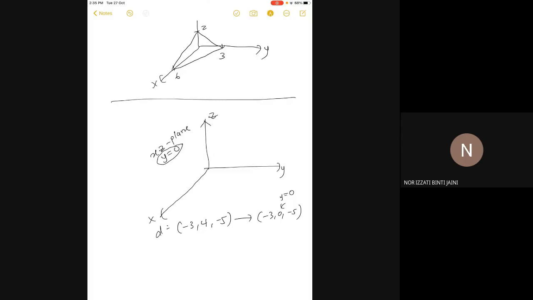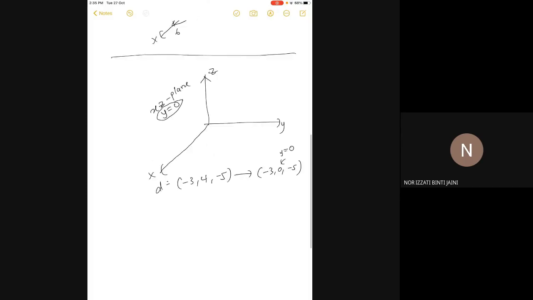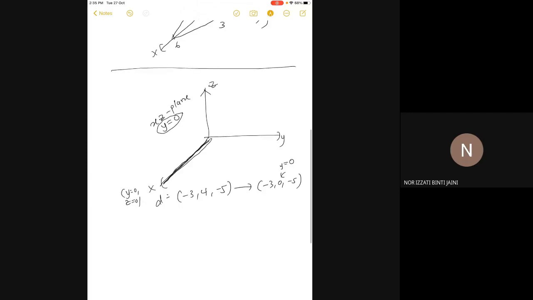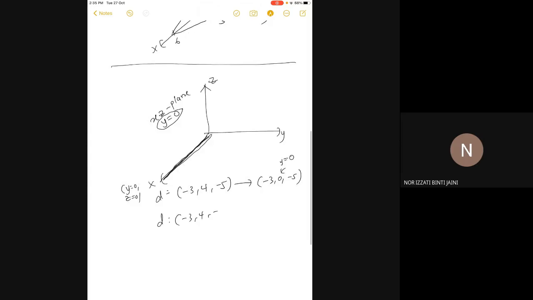Dan seterusnya. Kalau x-axis pula, x-axis adalah this one kan. So x-axis hanya value x saja yang tinggal. Sebab tadi saya dah katakan x-axis y is equals to 0, z also equals to 0. What's left is only x. So kalau x-axis negatif 3, 4, negatif 5, your x is negatif 3 and then y 0, z 0. Okay. So this is for x-axis.